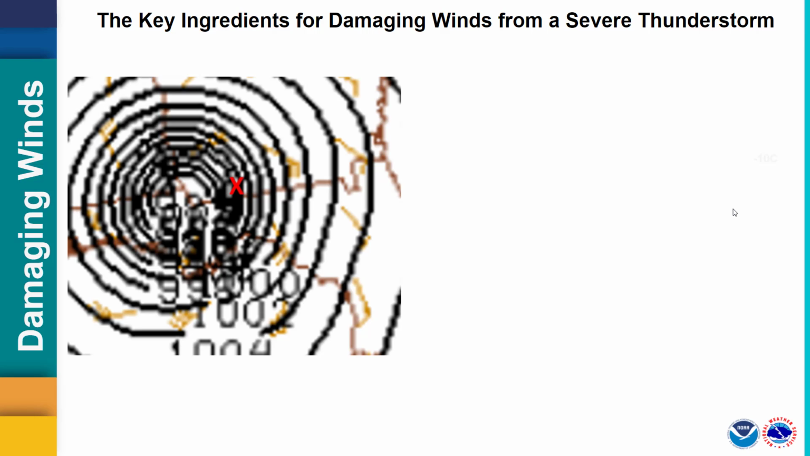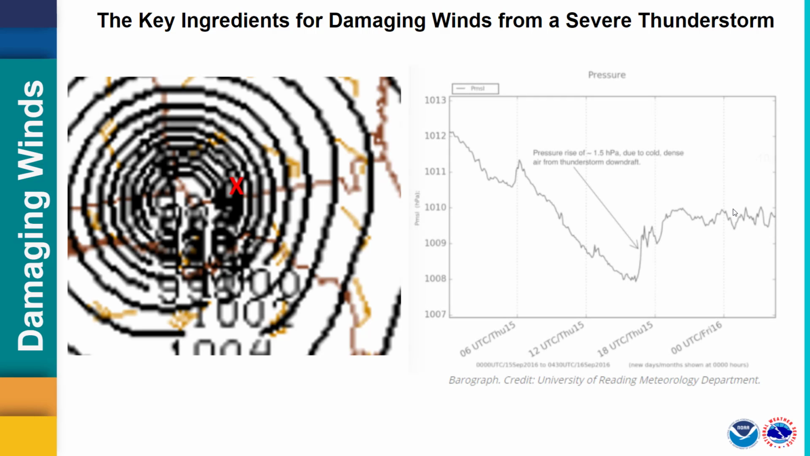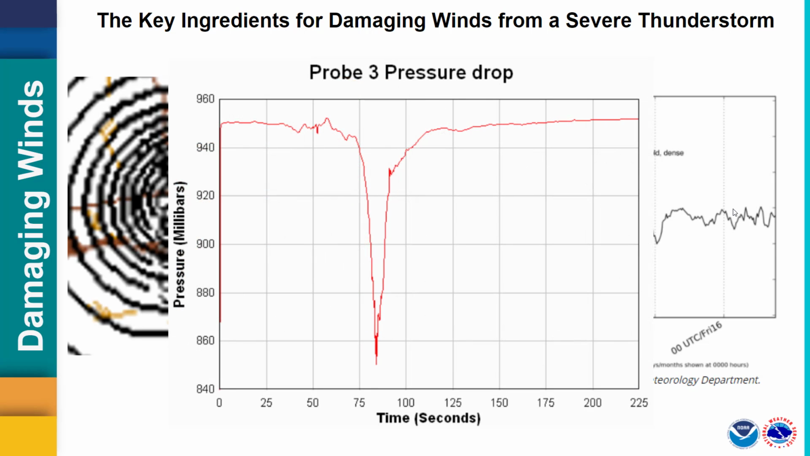1 to 1.5 millibars could be sufficient, as illustrated in this example of a barograph trace during passage of a severe thunderstorm, with a pressure rise from about 1,008 millibars to around 1,009.5 millibars. We observe small-scale pressure fall-rise couplets with thunderstorms, with more intense couplets usually associated with more severe convection. Of course, the most extreme example would be with tornado passage, as shown here.